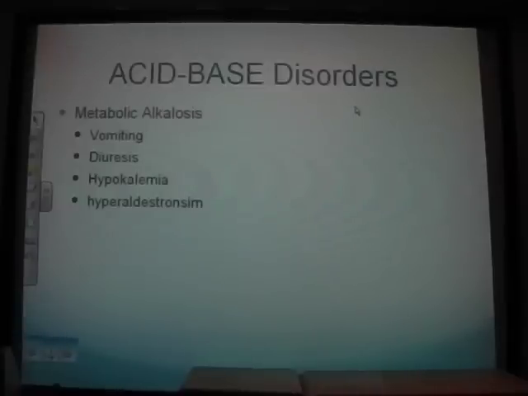Okay, but I don't think anybody will ask you about hyperaldosteronism. But if you mention it to a renal consultant, they'll be really happy.